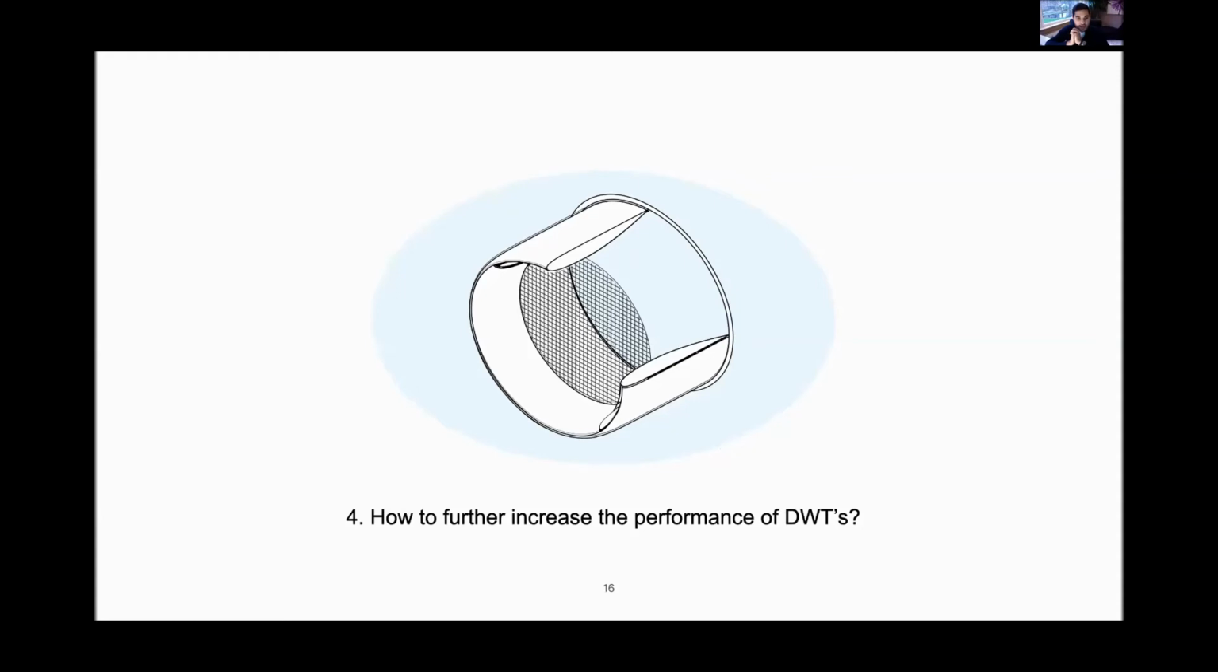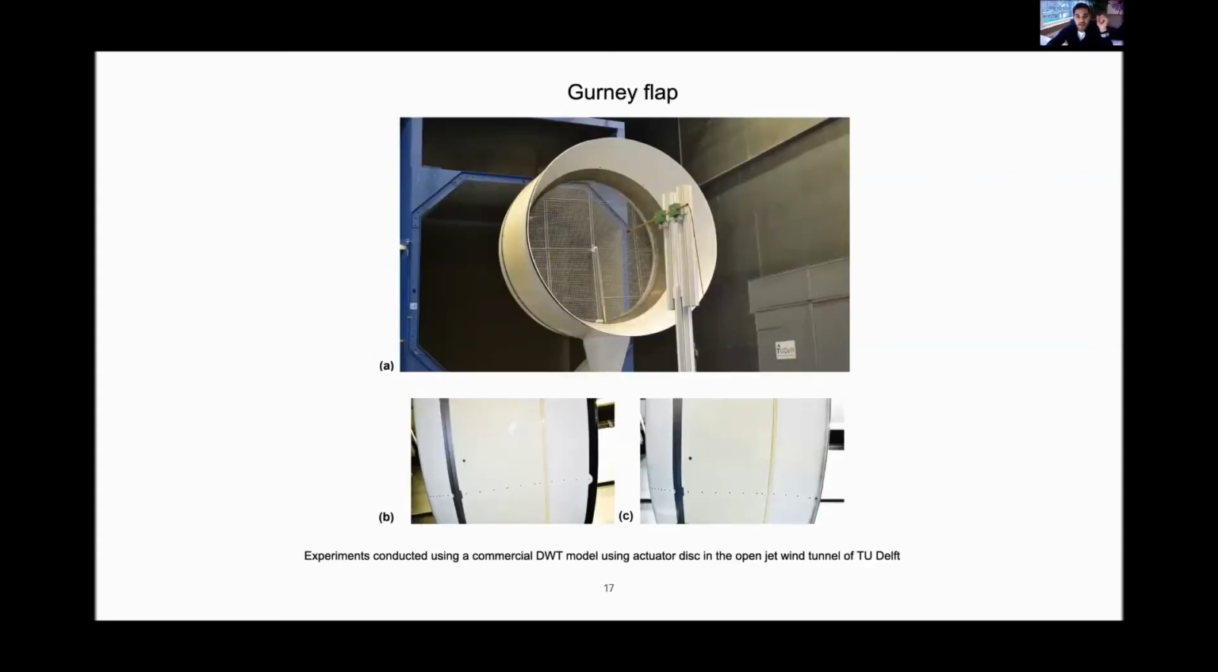Having said that, the next question was, we have a good performing duct, so is there a way to further improve the performance of the ducted wind turbines? To this aim, we had a second experimental campaign in which we tested our system with a small micro tab, or a Gurney flap, fitted at the trailing edge of the duct. In figure C, you can notice there is a Gurney flap of 2% chord length attached to the trailing edge of the duct.